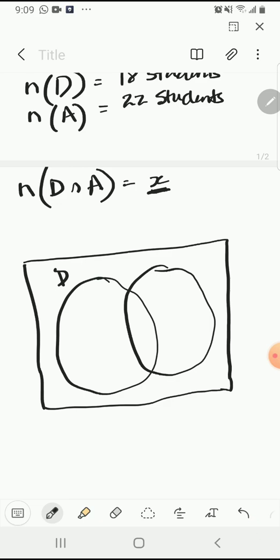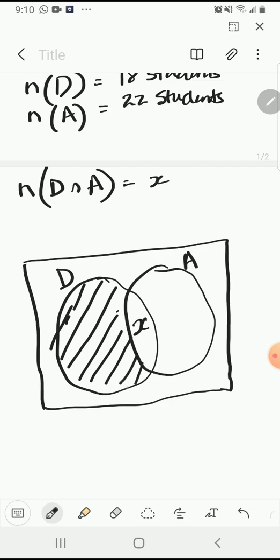So one set is set D for those who like dancing. The other set is set A for those who like acting. Those who like both dancing and acting is X. So we are filling out the Venn diagram based on the information that we are given. So if those who like dancing and acting is X, what goes in this section of the Venn diagram is actually those who like dancing only. So we must put in an expression representing those who like dancing only.